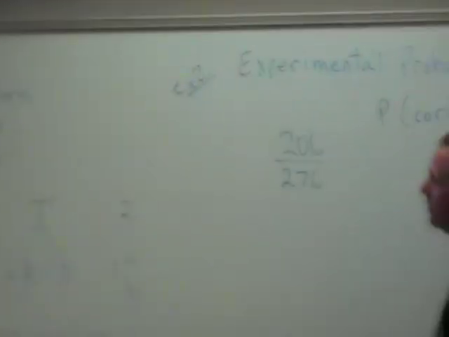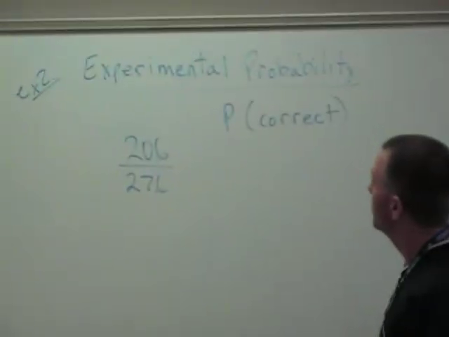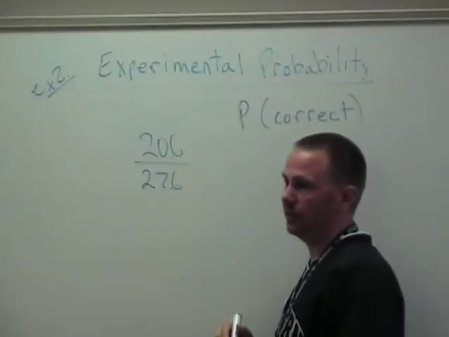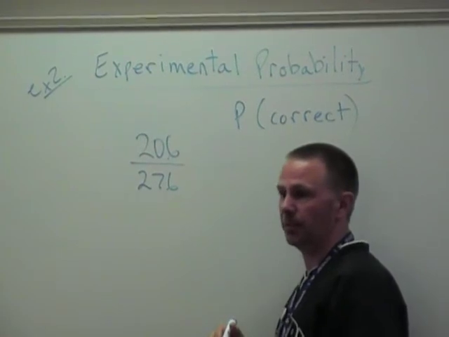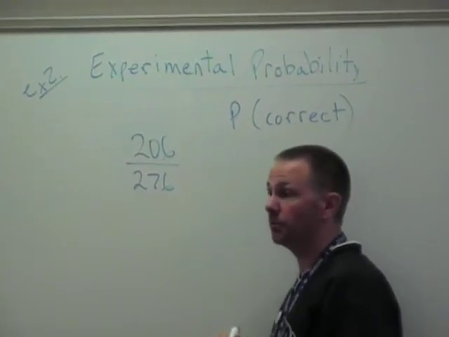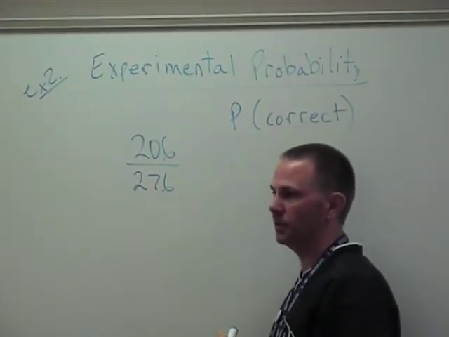207. So we have 206 out of 276. That's the probability, and then you reduce it. Just for today's lesson.